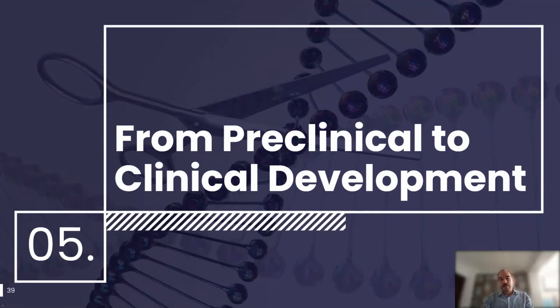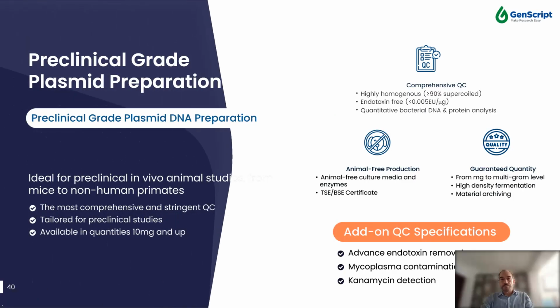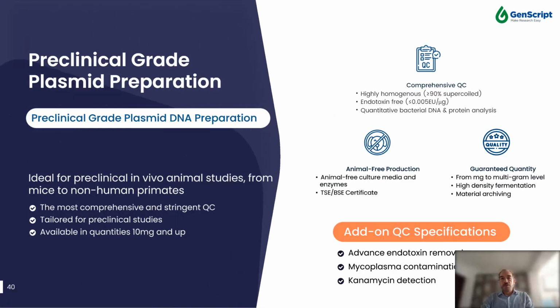So next I'll discuss our tools for preclinical and clinical development. So we have preclinical grade plasmid preparations with increased QC requirements. We offer animal-free production, animal-free cell culture media. We guarantee the quality and the quantity of the plasmid. We have very extensive QC. We also have a lot of add-ons for the QC. If the plasmid is going to be used in vivo, we can also do mycoplasma. We can do endotoxin testing and removal, and so on.